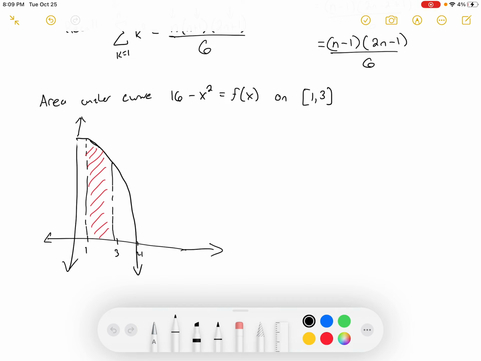The definite integral goes from 1 to 3 of 16 minus x squared.